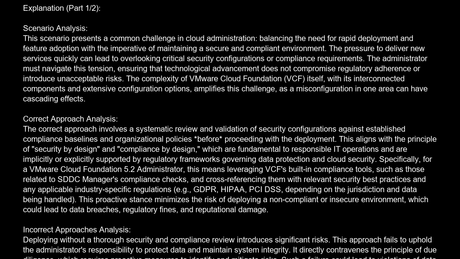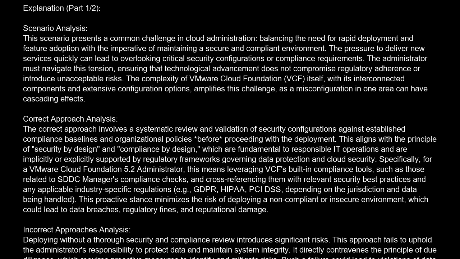Explanation. Scenario analysis. This scenario presents a common challenge in cloud administration, balancing the need for rapid deployment and feature adoption with the imperative of maintaining a secure and compliant environment. The pressure to deliver new services quickly can lead to overlooking critical security configurations or compliance requirements. The administrator must navigate this tension, ensuring that technological advancement does not compromise regulatory adherence or introduce unacceptable risks.